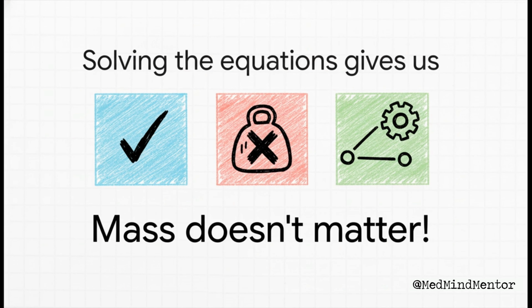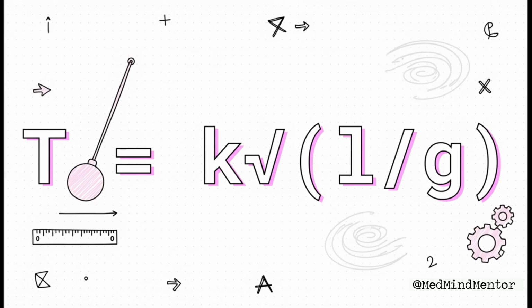This is step 5. But wait, look at this. The power for mass, y, turned out to be 0. That tells us something really amazing that we just proved for ourselves. The time period of a pendulum doesn't depend on its mass at all. A heavy bob and a light bob will swing at the exact same rate. How cool is that? And now for the final step, step 6.